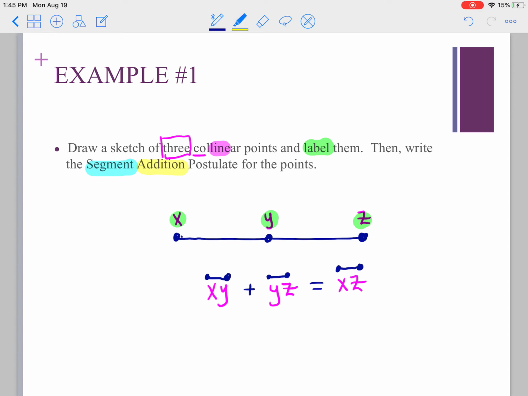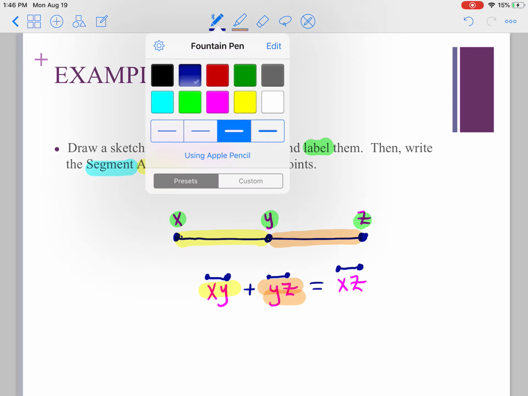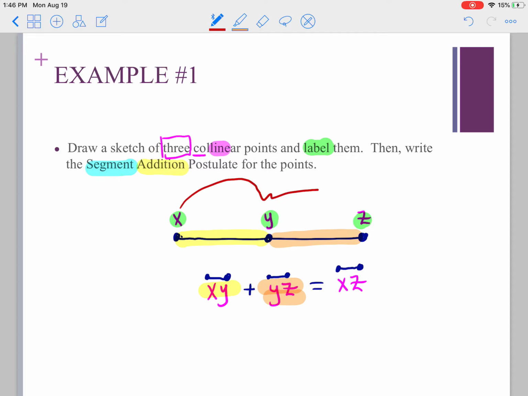And so what I have written is a very straightforward segment addition postulate that describes the relationship between these 3 segments. And so what we have is XY added to YZ equals the entire segment XZ. So 3 collinear points labeled and written in such a way to show the segment addition postulate for the points on the segments.